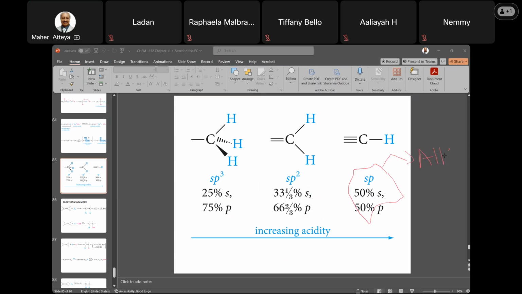So that's what we talked about with this hybridization. This one is sp3. This one sp2, double bond. And this one is sp. Correct. So let's go further.